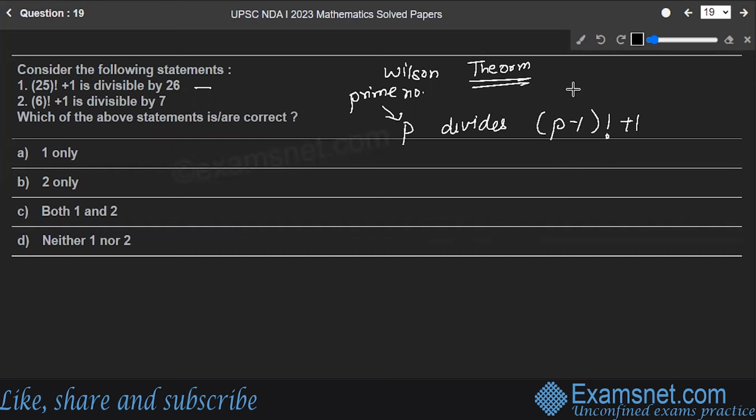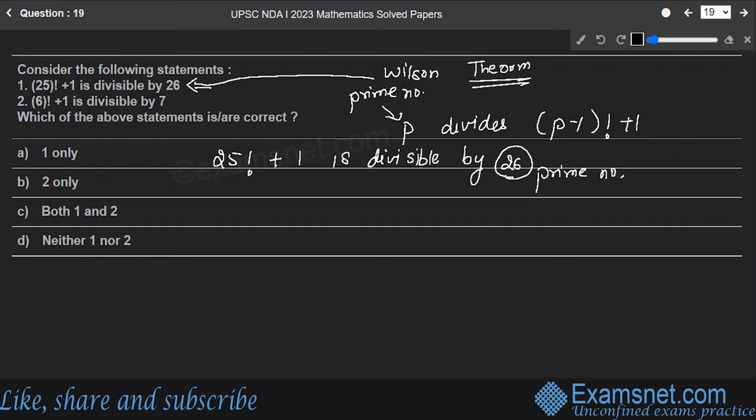So in the first case, statement 1, it is given that 25 factorial plus 1 is divisible by 26. But according to the Wilson theorem, this should be a prime number, but 26 is not a prime number. So Wilson theorem cannot be applied on statement 1, which makes it incorrect.